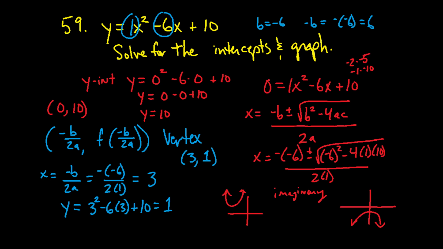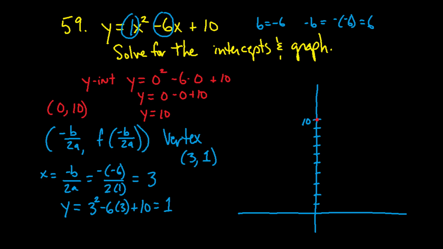So next, let's go and graph this parabola. That will be a point on the parabola, 0, 10. That's our y-intercept. And 3, 1 is the vertex. So that's another point on the parabola. And keep in mind, the axis of symmetry always goes through the vertex. So this is not part of the graph. It's just what we reflect over to get another point on the graph.